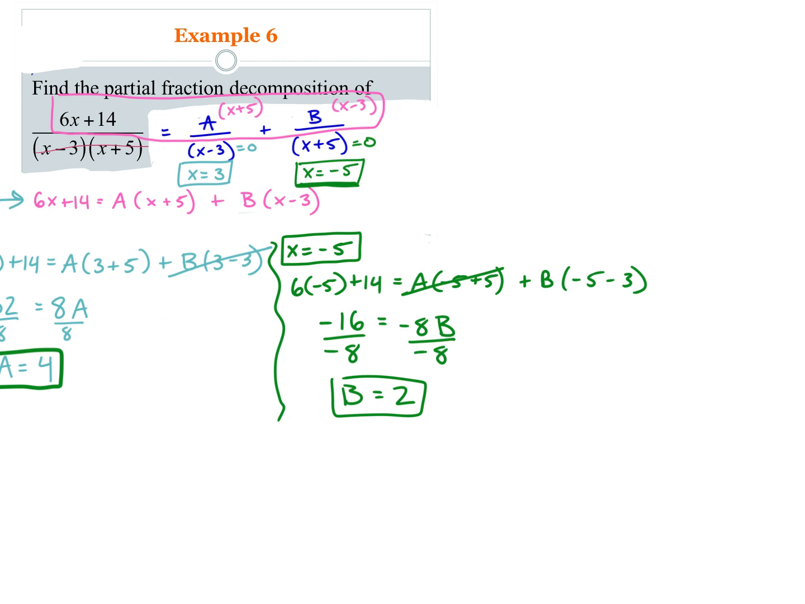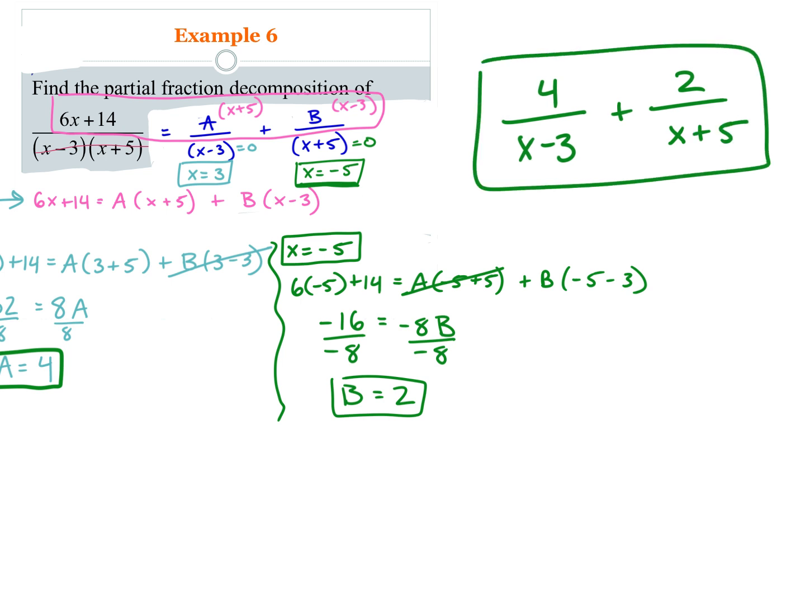Once we found A and B, we're going to plug that into our fraction. So be careful in this step. Make sure A is plugging into A, B is getting plugged into B. Sometimes you might solve for B first, but just be careful, plug B into your B. So it matters which number is on top of the other. So here, when I plug in A, we've got 4 over X minus 3 plus 2 over X plus 5. So this is our partial fraction. This would be our final answer.